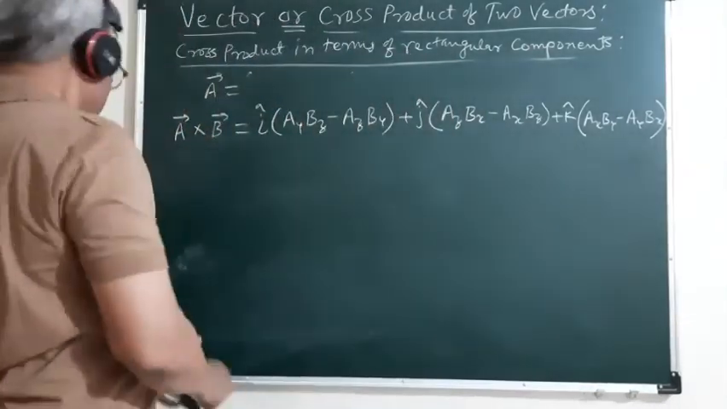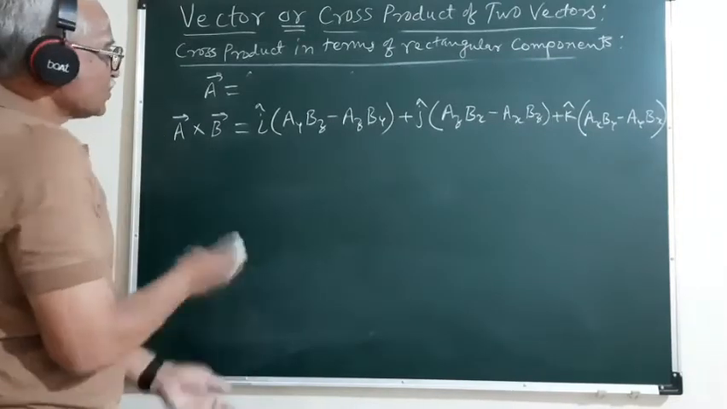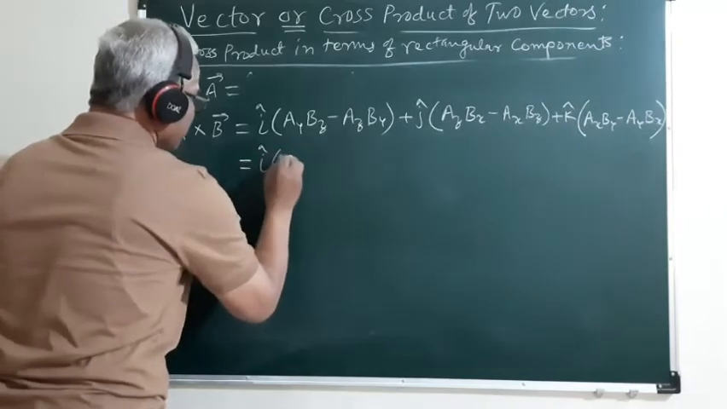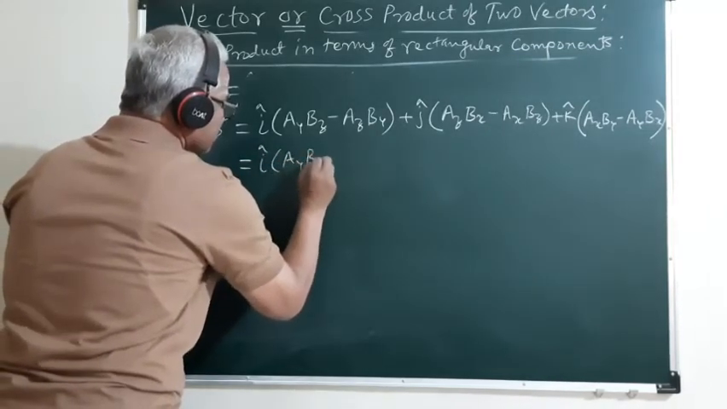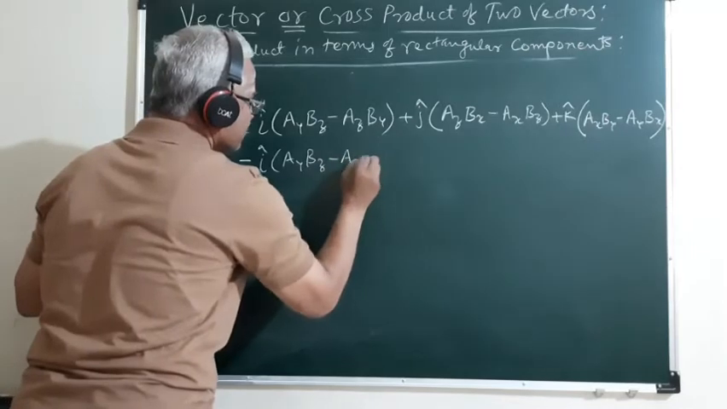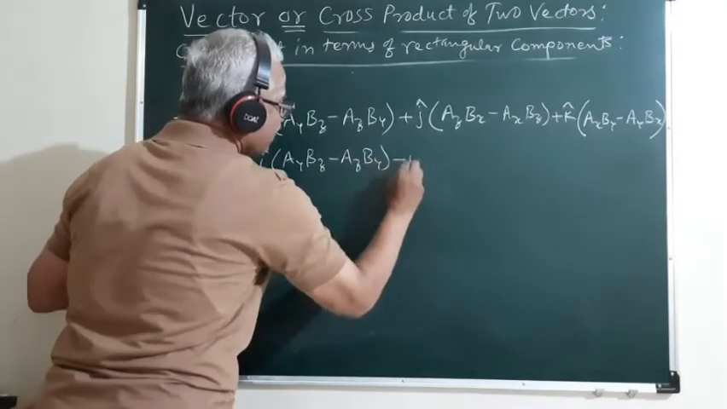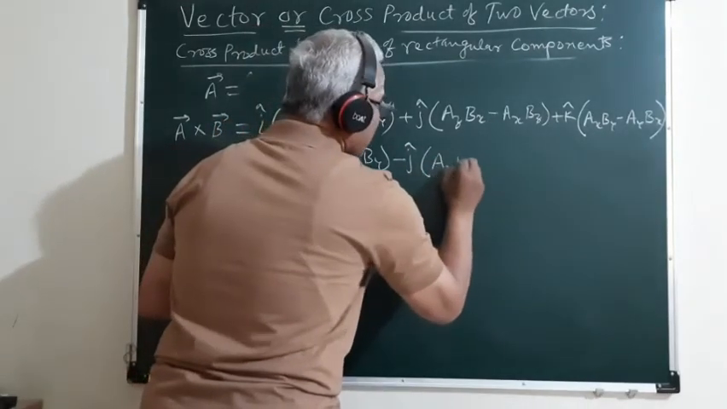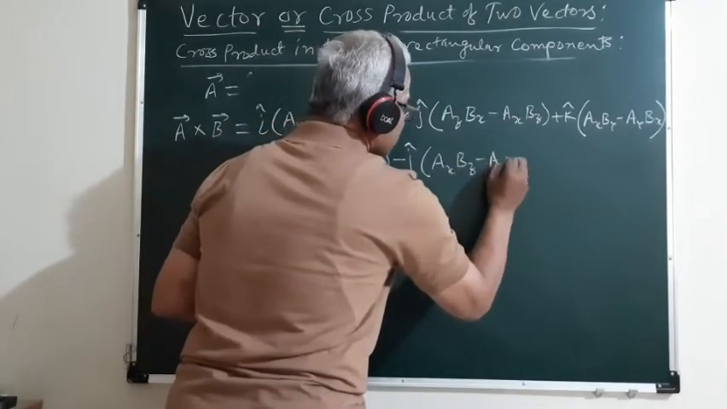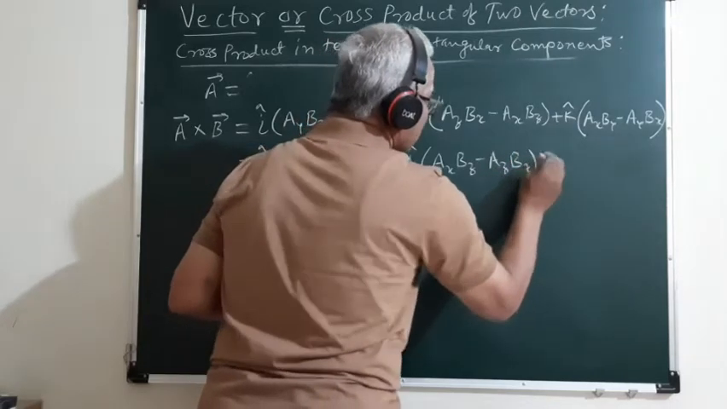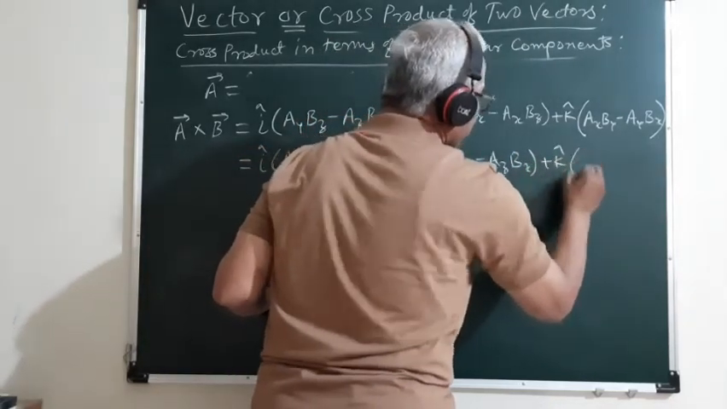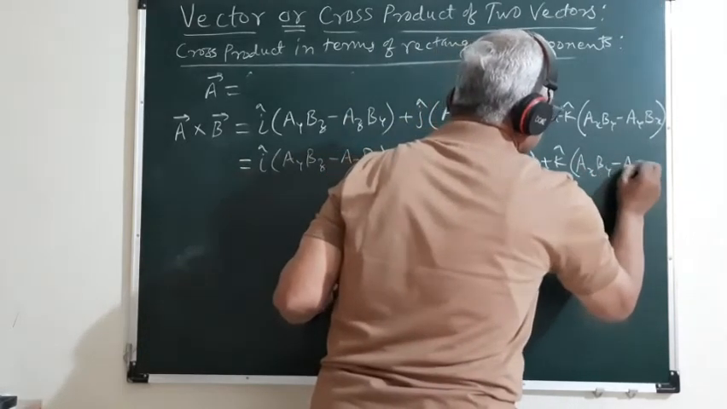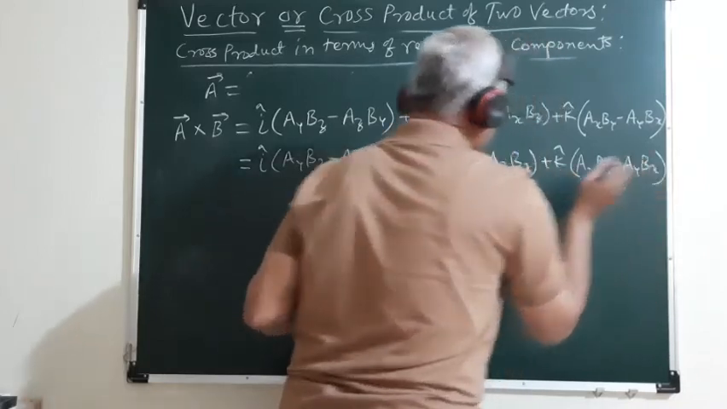So that is how we express the cross product of these two vectors a bar and b bar in terms of their rectangular components. So this again can be expressed as i cap into bracket ay bz minus az by minus j cap into bracket ax bz minus az bx plus k cap into bracket ax by minus ay bx.